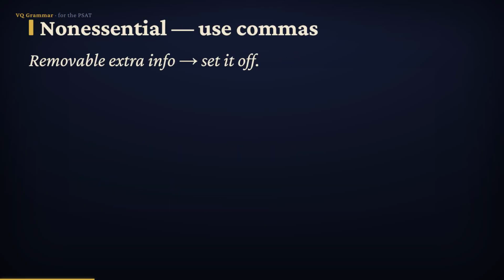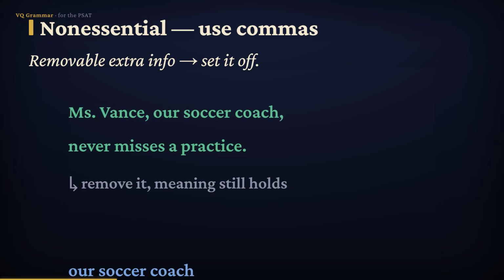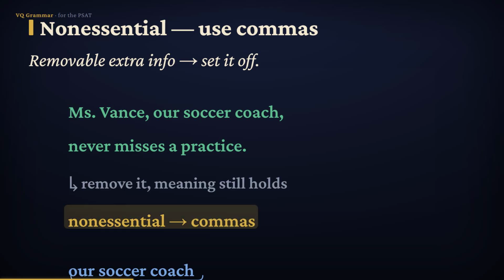Here's the comma rule, and it has two halves. First half. If the appositive could be removed and the sentence still makes basic sense, it's non-essential, just extra information, and you set it off with commas. Look, Ms. Vance, our soccer coach, never misses a practice. Take out our soccer coach, and you still have a complete idea. Because it's removable, it gets a comma on each side.